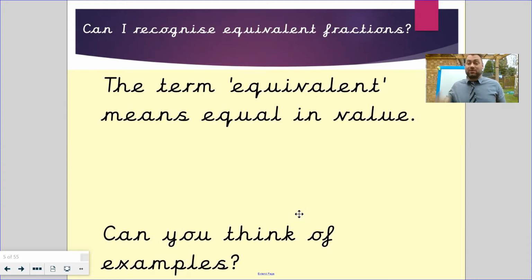So what I would like you to do, take 1 minute and just think about what things can be equal in value. Think about it. What have you already done in maths this year that you can actually say, oh, that is equal to that? So equal amounts. I'll give you a minute or so to think about that. So pause the video and then come back.